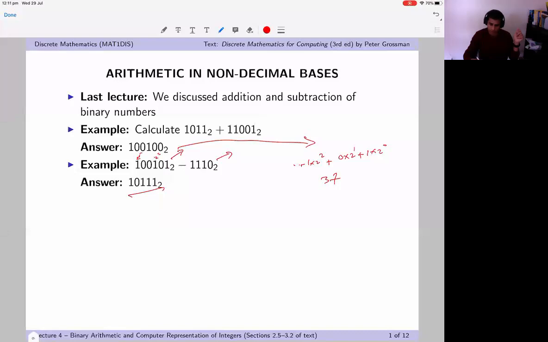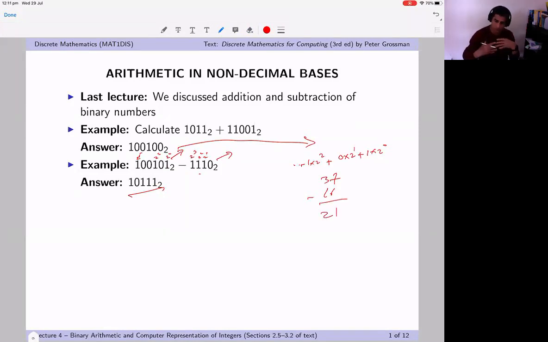This is 2 to power 2. That is 2 to power 0. So 32 plus 4, 36, plus 1, 37. And this number is 2 to power 1, 2 to power 2, 2 to power 3. So 8 plus 4 is 12, plus 2 is 16. And this number, oh no, I have to subtract them. So subtraction, 37 minus 16 is 21.